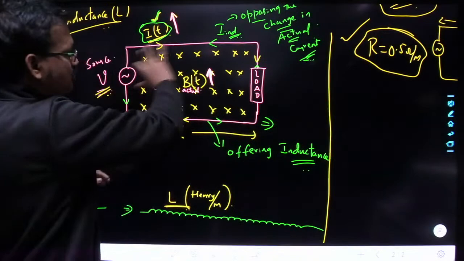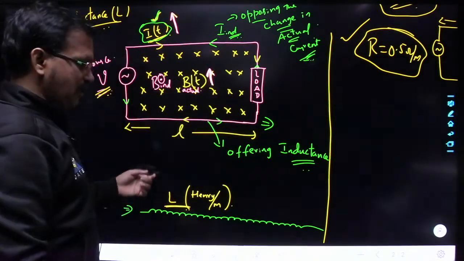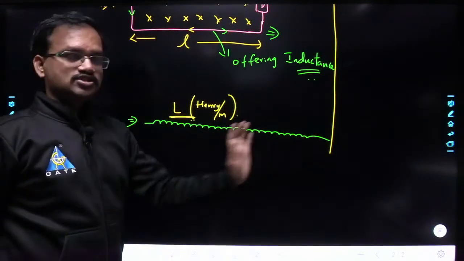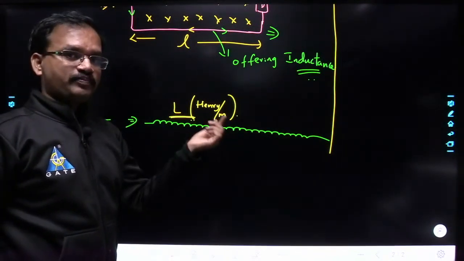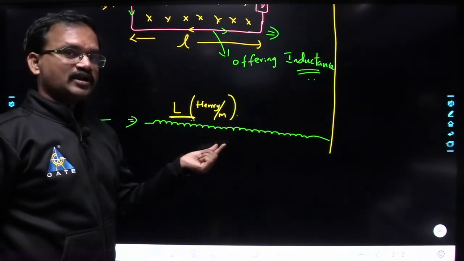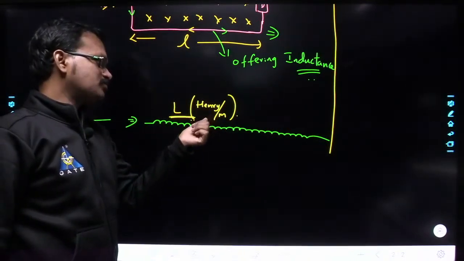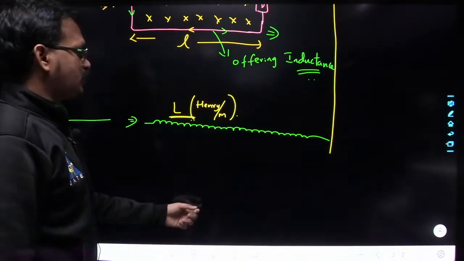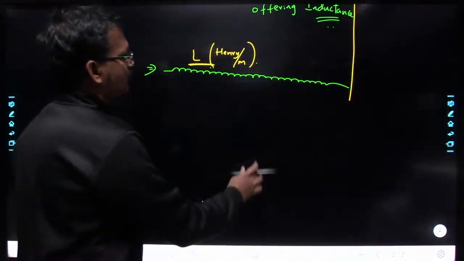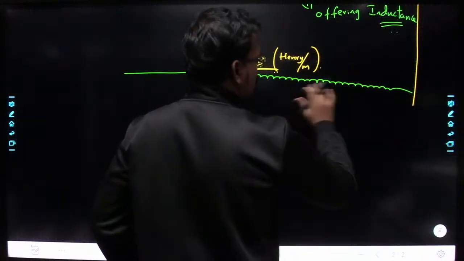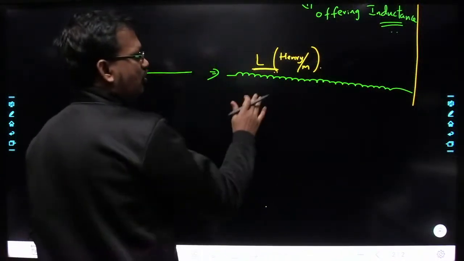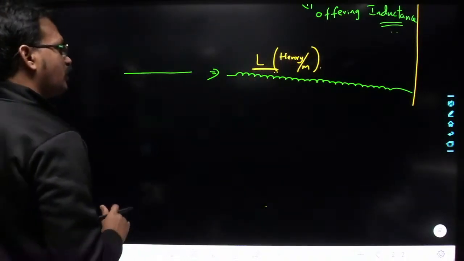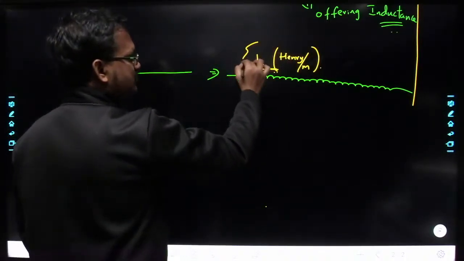So along the transmission line, this inductance is distributed. And whenever something is distributed, what is the meaningful way of representing it? It is in terms of Henry per meter. Understood? Whenever something is distributed throughout the length, the meaningful way of representing that quantity is in terms of per meter. Understood? Okay. So this is inductance.